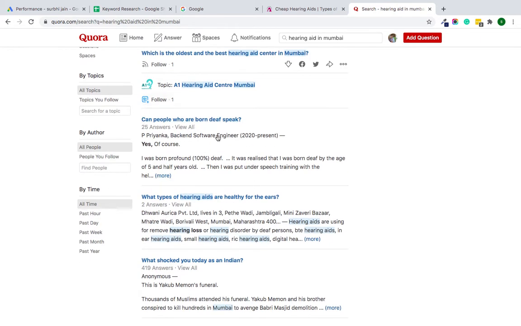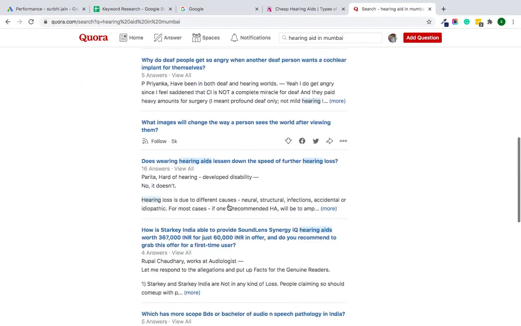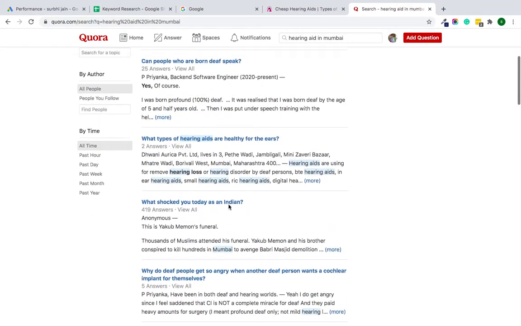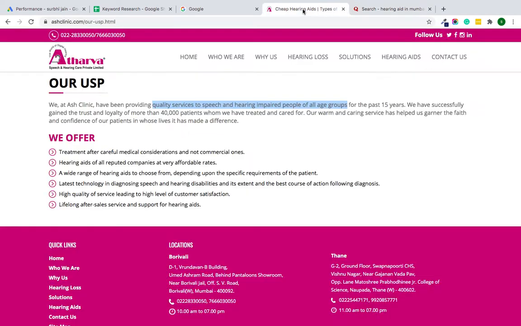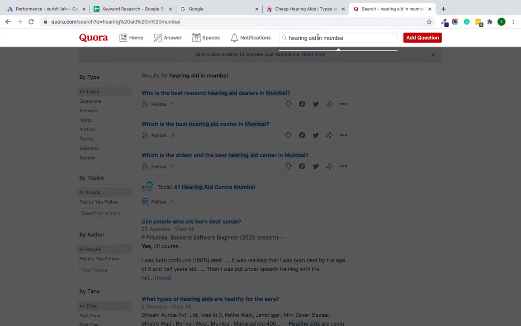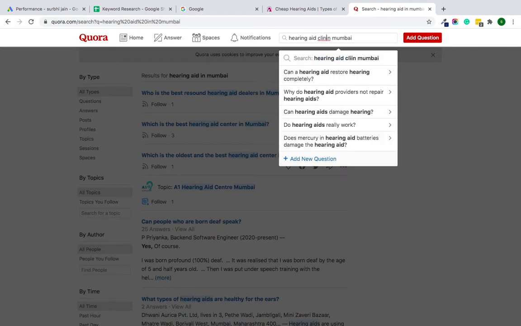So there are a lot of other keywords as well. Can people who are born deaf speak, whatever. So that would also help us later on. But as of now, oldest and best hearing aid. Again, it's good. Oldest and best hearing aid in Mumbai. So I can check with more keywords out here when I write clinic. So I might see more.